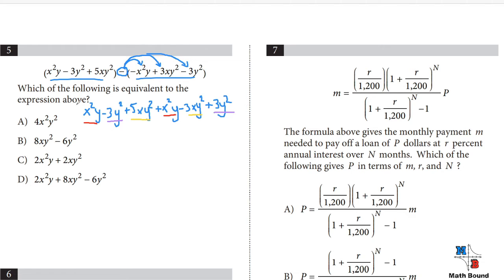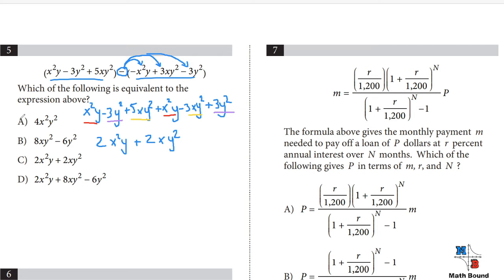Once I combine like terms, x squared times y plus x squared times y, turns out we have two of those. So that's just 2x squared times y. Then we have this minus 3y squared plus 3y squared. This is negative, this one is positive. They're going to undo each other. They're going to cancel each other. So they just go away. Lastly, I have 5xy squared minus 3xy squared. So when we subtract 5 minus 3, this is just 2xy squared.